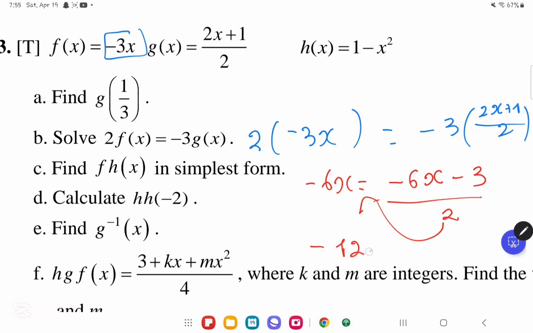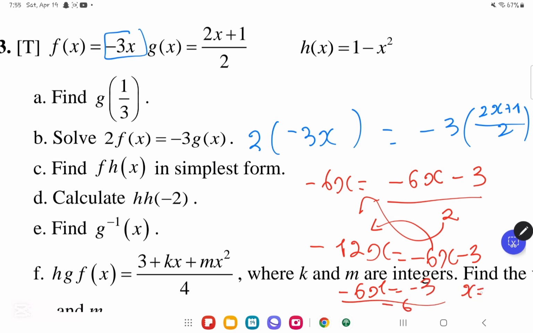So now minus 12x is equal to minus 6 minus 3. Bring minus 6 to the other side. You will get that minus 12x plus 6x, which is minus 6x, is equal to minus 3. Divide both sides by minus 6. You will get that x is equal to what? It is equal to 1 over 2. So very simply, we found the value of x to be 1 over 2.